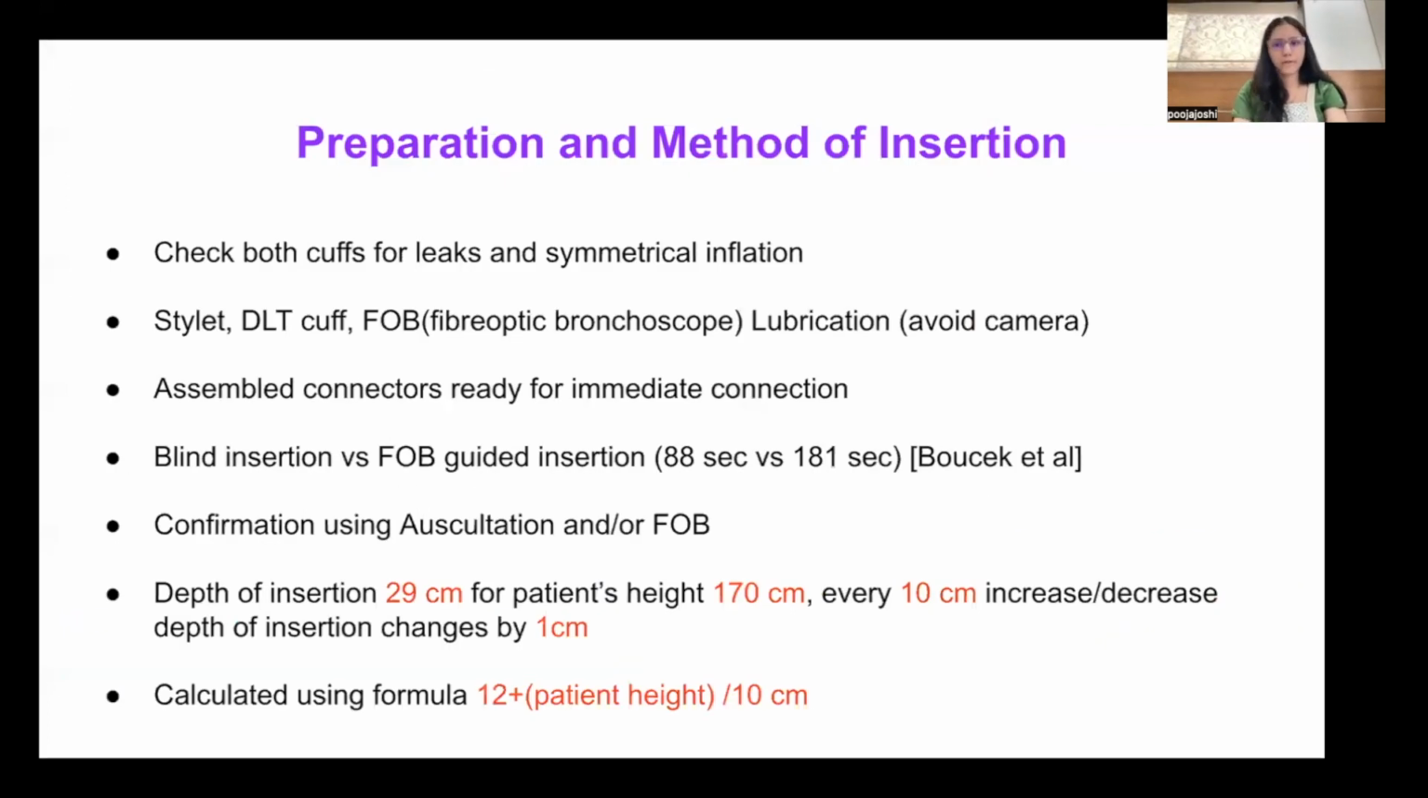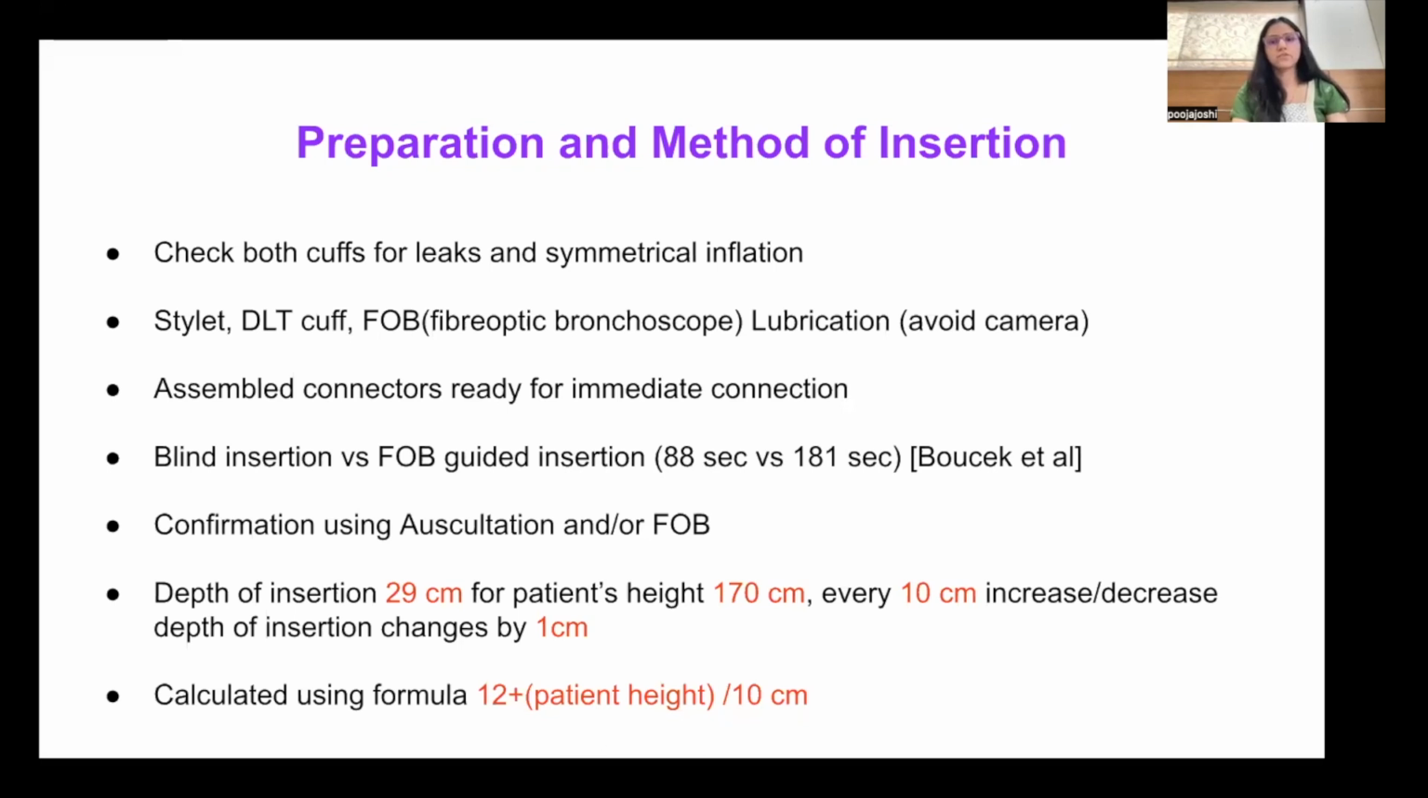Now, how to prepare and insert the DLT? You have to check both the cuffs for leaks and symmetrical inflation. There should be lubrication of the stylet, DLT cuff, and fiber optic bronchoscope. The connector should be assembled, keeping it ready for immediate connection. There are two methods of insertion, either the blind insertion or the fiber optic guided. You have to confirm it using auscultation and fiber optic bronchoscopy.